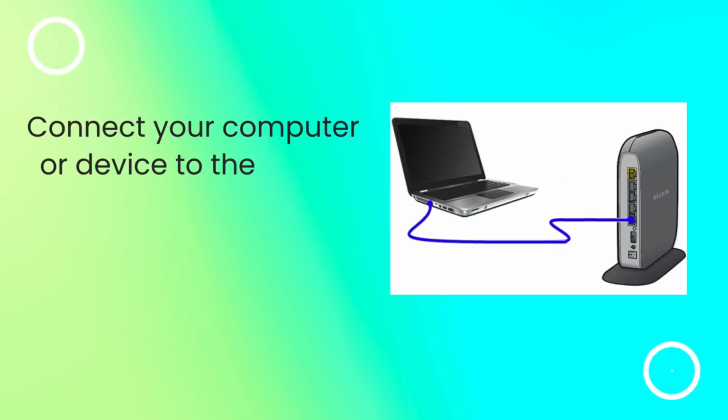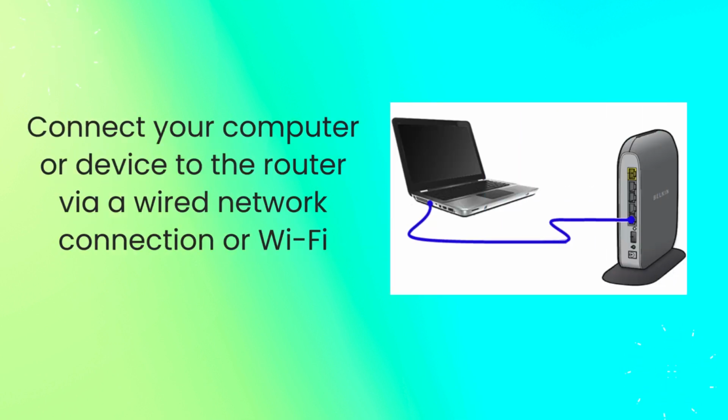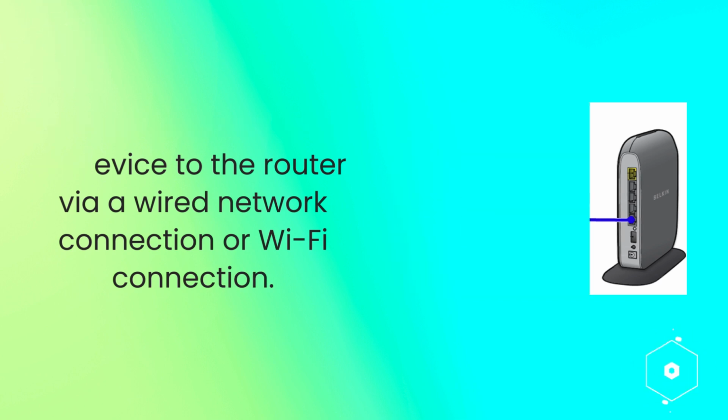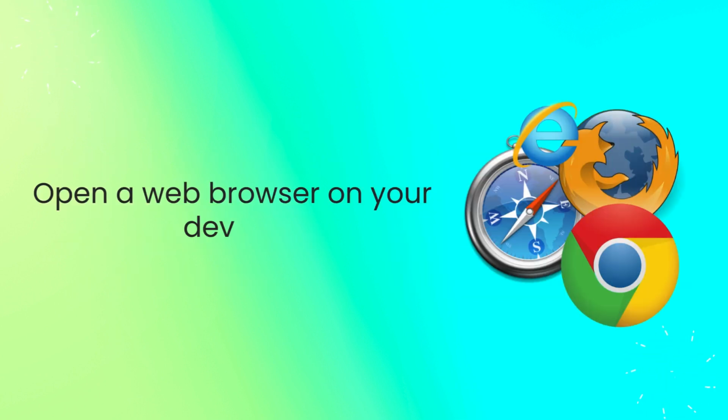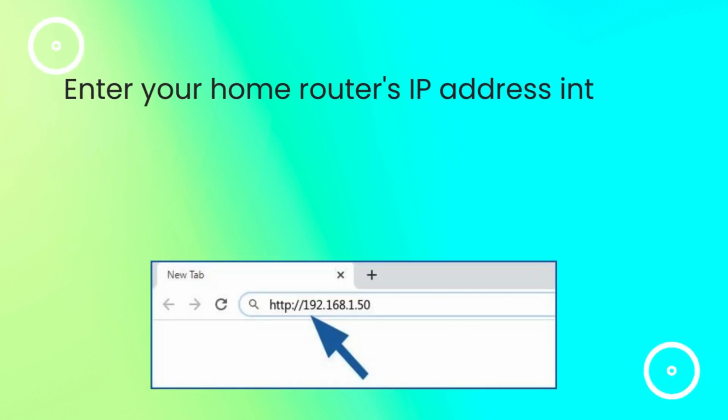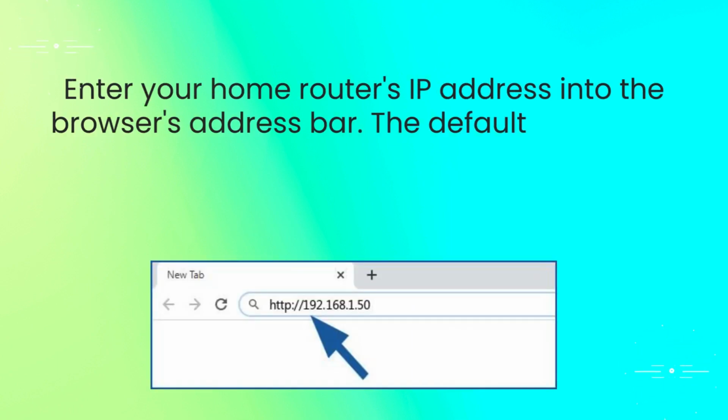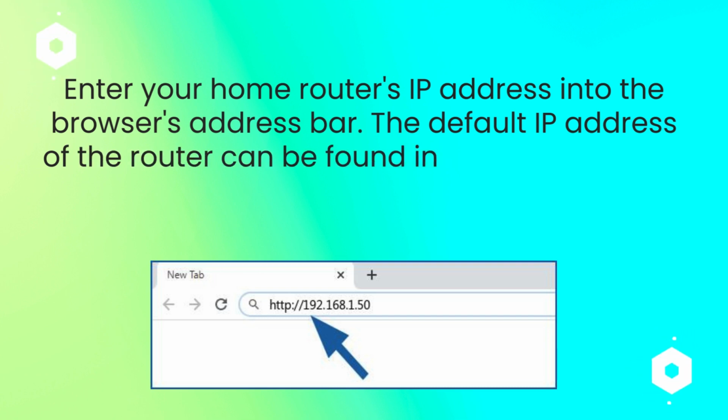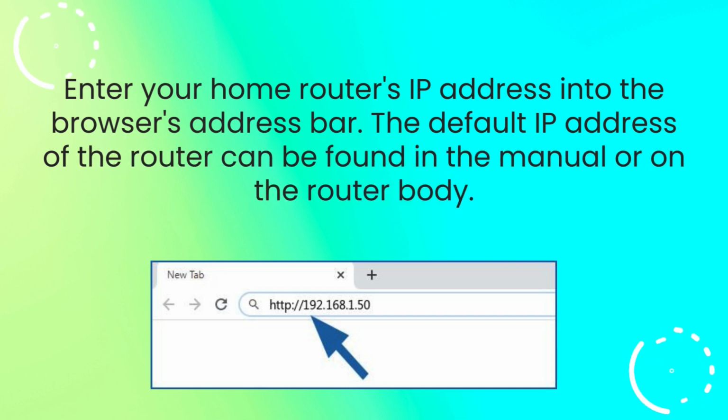Connect your computer or device to the router via wired network connection or Wi-Fi connection. Open a web browser on your device. Enter your home router's IP address into the browser's address bar. The default IP address of the router can be found in the manual or on the router body.